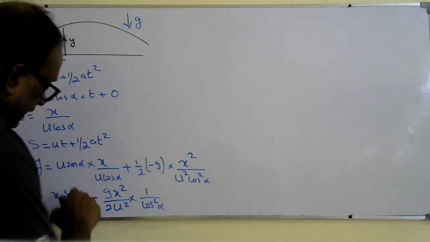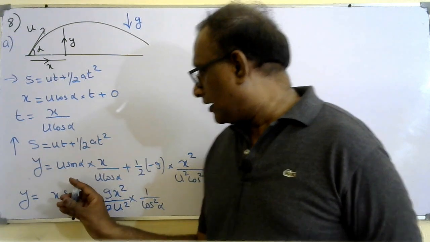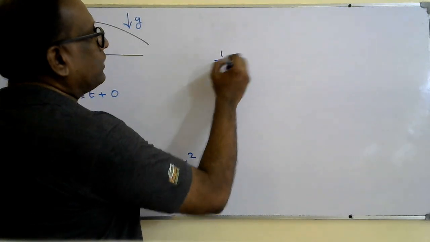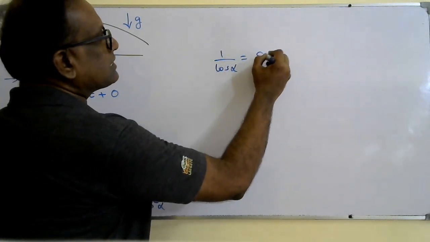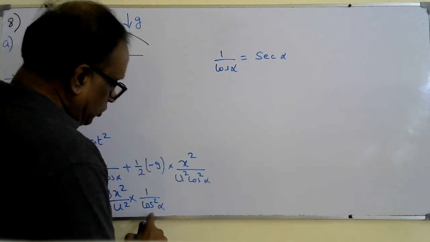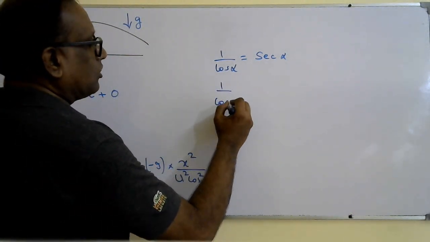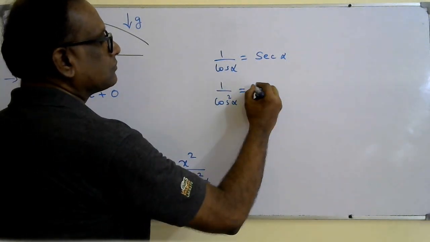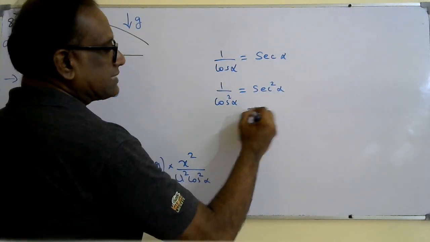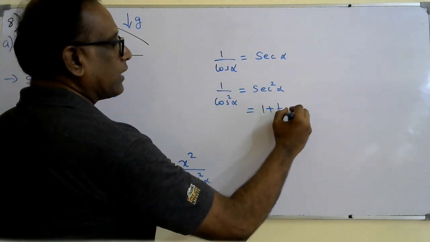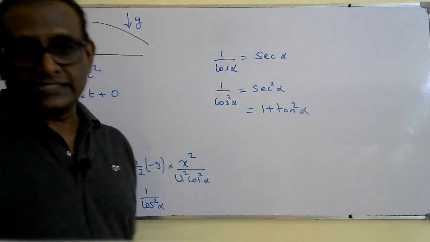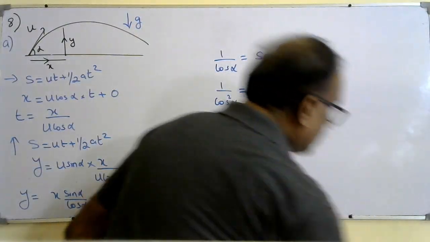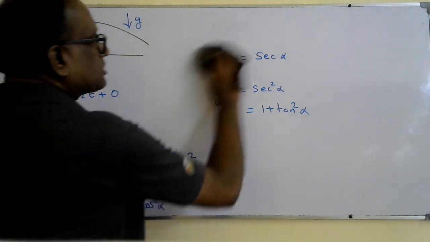Okay, so you know that sine alpha over cos alpha is tan alpha, and 1 over cos alpha is sec alpha. So 1 over cos squared alpha is the square of it, sec squared alpha. We know that sec squared alpha equals 1 plus tan squared alpha. You must know these things. So I'm going to rearrange these now. 1 over cos squared alpha I can write as sec squared alpha.